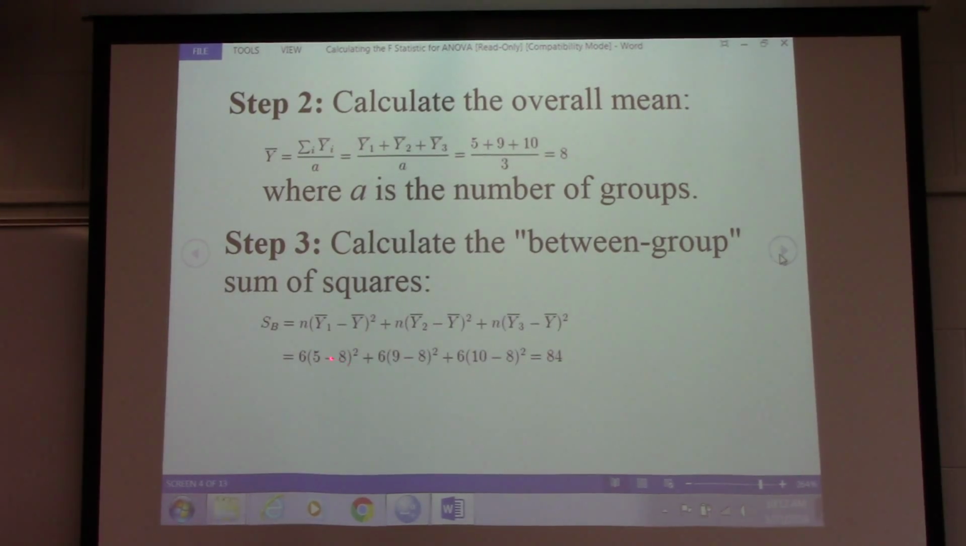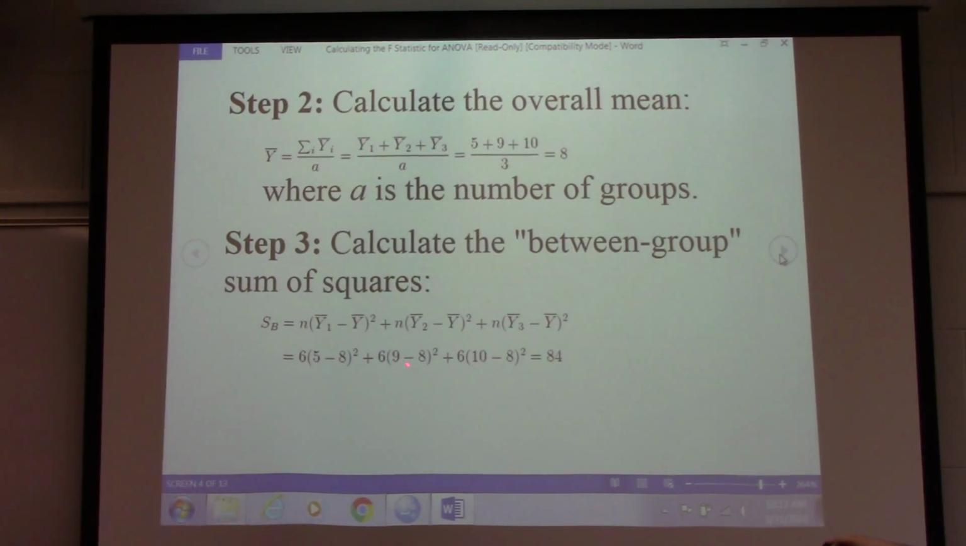The overall mean was 8 inches. So we say that N, the number of observations, was 6, times 5 minus 8, squared, for the between group sum of squares. Squaring is going to get rid of the negative sign. We do the same thing for the 6.